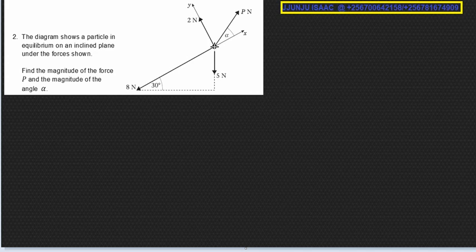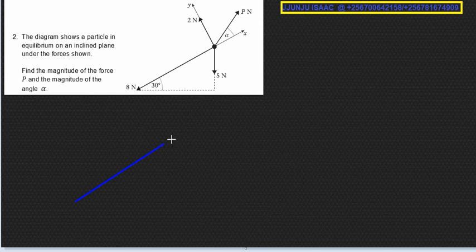So here, forces which would pull this particle to come down must be balanced by the forces which are holding it, these forces which act upwards. So we can see that we have four forces acting on it. So in problems involving inclined plane, we always have to resolve along the plane.